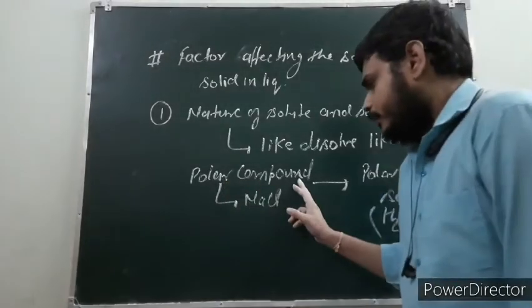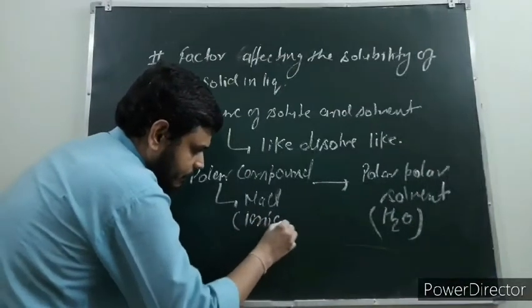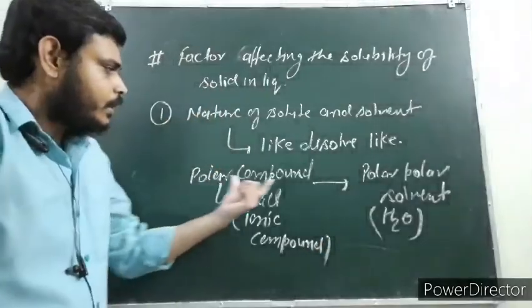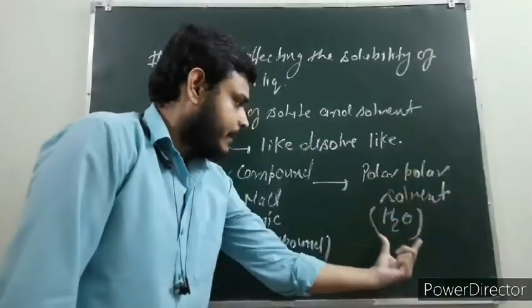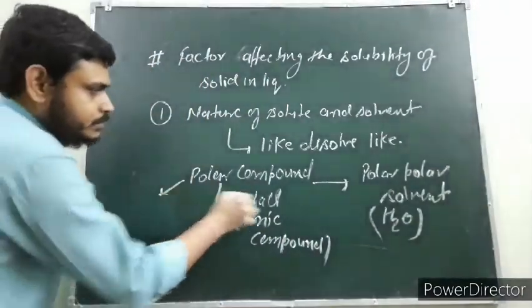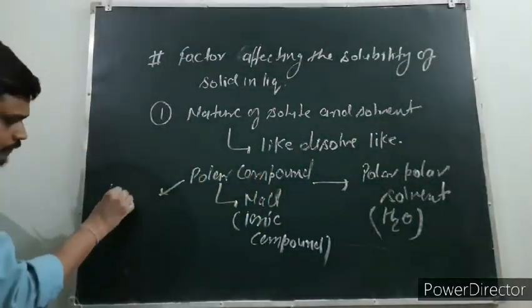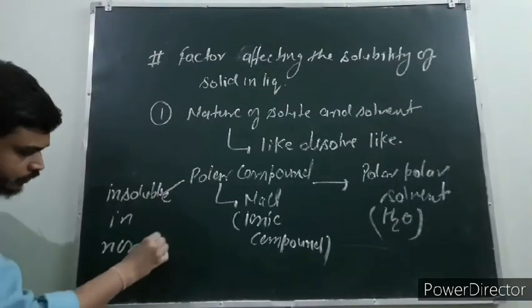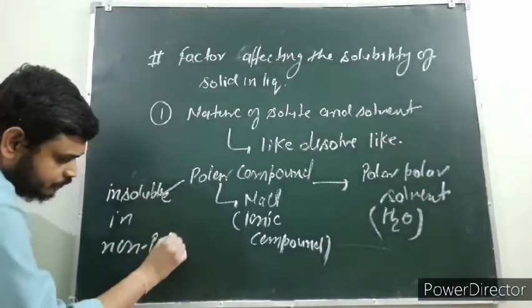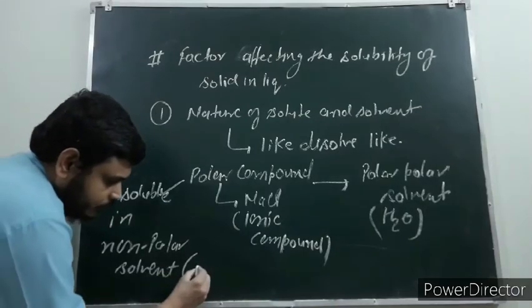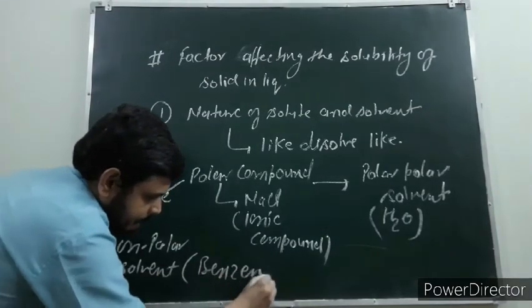Polar compound means ionic compound. NaCl is the ionic compound. Polar compound dissolves in polar solvent like H2O, and the polar compound is insoluble in non-polar solvent like benzene. Clear now?